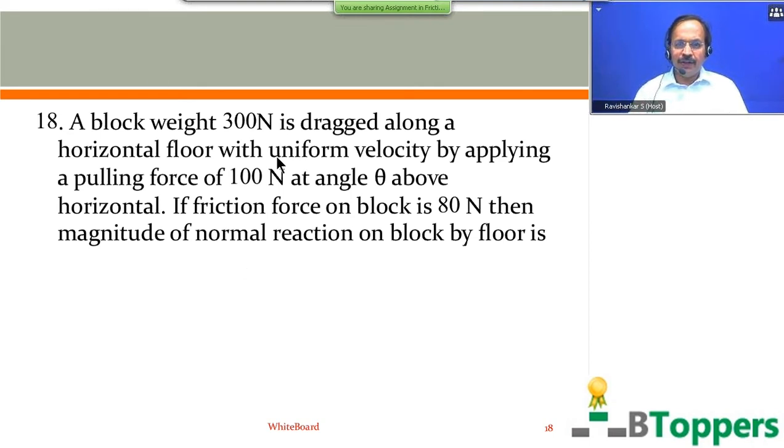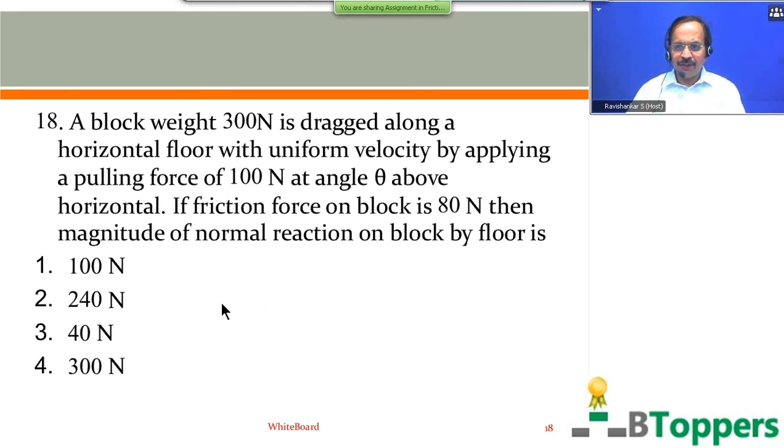A block of weight 300 Newton is dragged along a rough horizontal floor with uniform velocity by applying a pulling force of 100 Newton at an angle theta above the horizontal. The friction force on the block is 80 Newton, and the magnitude of normal reaction on the block by the floor is. I've shown 4 options on screen. Come on, try this question.